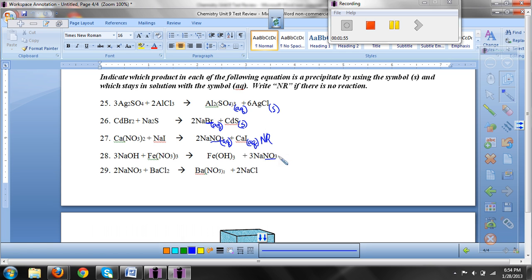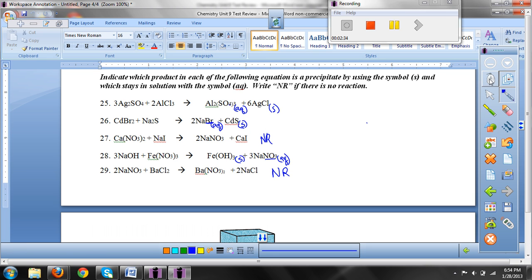Number 28, nitrates again, they don't do anything. They never give you a product. They just stay soluble. Hydroxide, if it's paired up with iron 3, will give you a solid. Going down to this one, nitrates again, never give you anything. They stay aqueous. Sodium chloride, chlorine when it's compared with Na, which is an alkali metal, does nothing. Gives me no precipitate, so there is no reaction there. And if it's no reaction, you don't really even need to put those aqueous there. If it's no reaction, you just put NR, life is good.